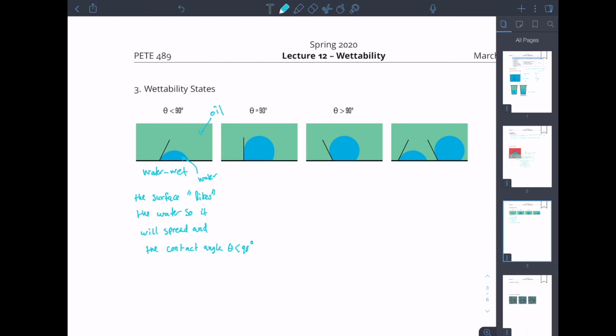Now let's jump into the next one, and this one has 2 different names. The first one is neutral wet, or intermediate wet.